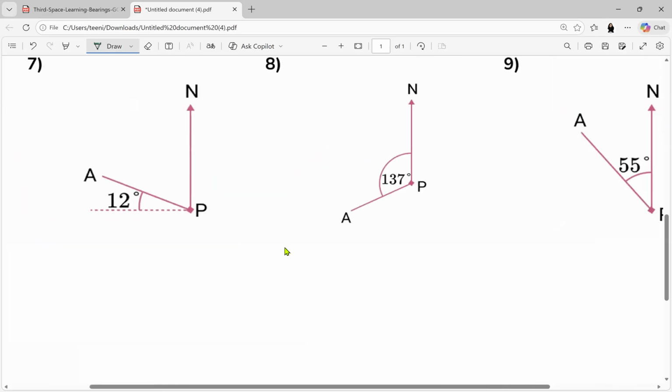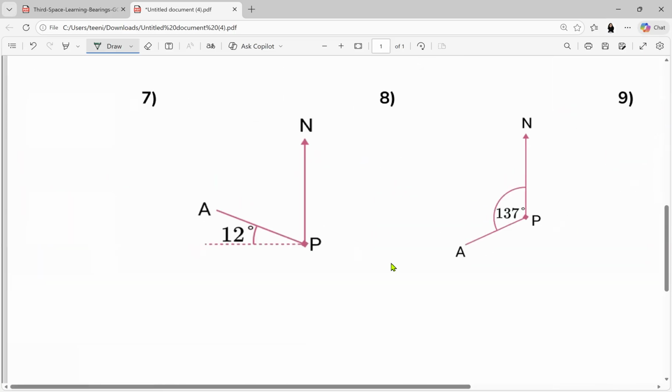All right. And number 7, the bearing of A from P. Again, it's your clockwise angle here. That's your bearing, right? The angle that I just highlighted in green. So this from, oh, sorry. The bearing is from here all the way up to this. Why did it disappear? I don't know why that's happening. Hold on, guys. Yeah, so it's this whole angle all the way up to here. That's your bearing.